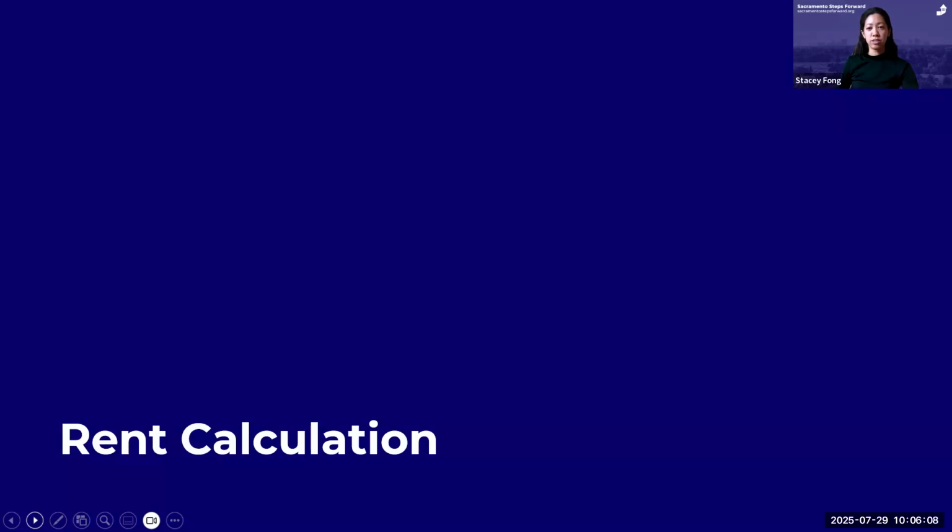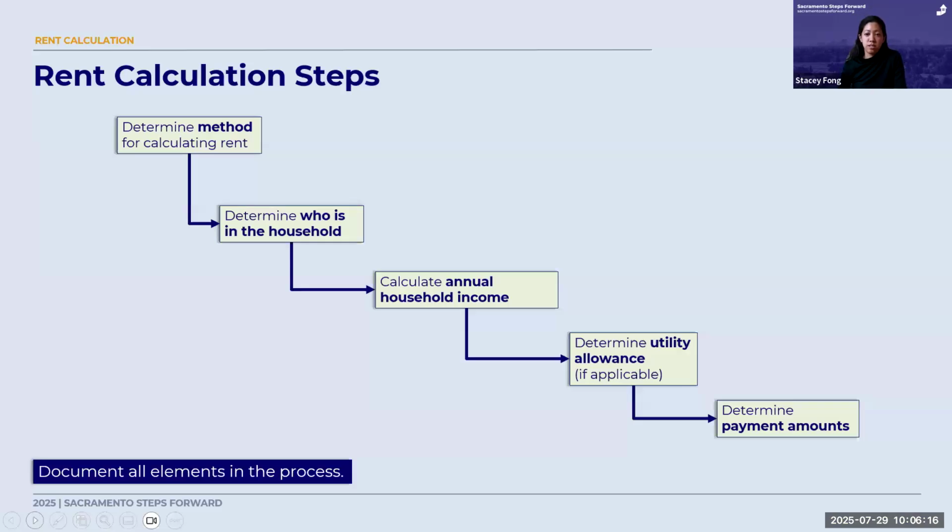All right, so we're gonna go into the actual process for calculating rent. Next slide, please. So here are the steps to determining rent. You'll want to determine the method and then who is in the household, so the composition, like adults, dependents, students, and then calculate the annual household income, determine the utility allowance, and then determine the payment amount. I'm gonna just cover the first step and then we'll go into each step in more detail. So the next slide, please, will be the first step.